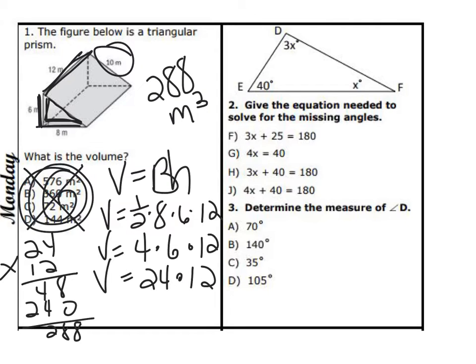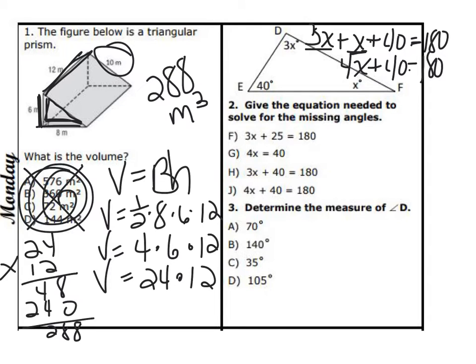Okay, let's look at number 2. Number 2 says give the equation needed to solve for the missing angles. Last week we were doing this in the warm-up, so we're going to continue doing it. If I knew those numbers, I would just add 3x plus x plus 40, and that's going to give you how much? 180. Now we're going to combine like terms, 3x and x, so that's going to be 4x plus 40, and that's going to equal 180. The one that shows 4x plus 40 equals 180 is letter J.